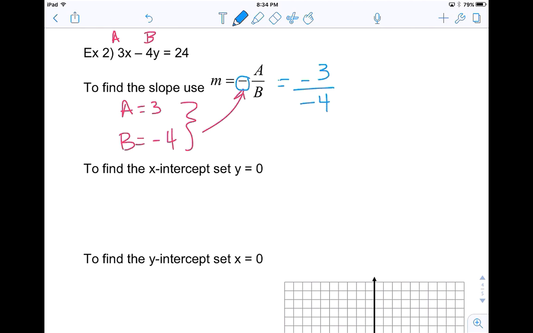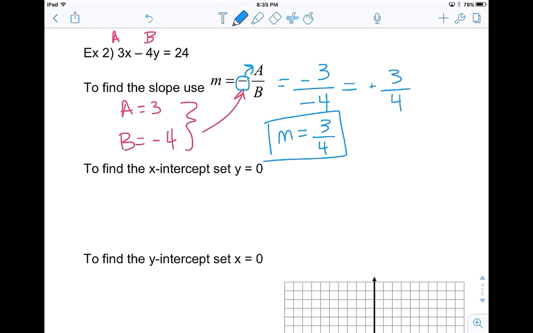Now this negative sign belongs to either a or b. You get to decide really. I'm going to always put it with a, but it doesn't matter. You just need to put it with one or the other. So once we plug in our numbers, we have negative 3 divided by negative 4. To simplify that, a negative divided by a negative is going to give us a positive, and then we cannot reduce the fraction 3 over 4, so we're going to leave it as 3/4. So we know our slope here is going to be positive 3 over 4. That's going to be our rise over run.